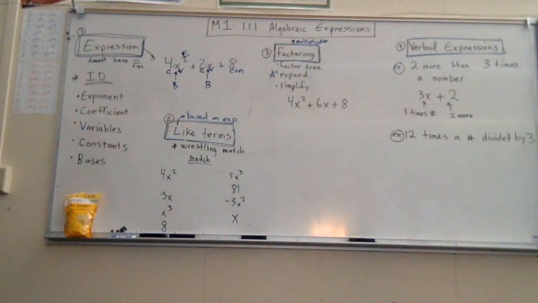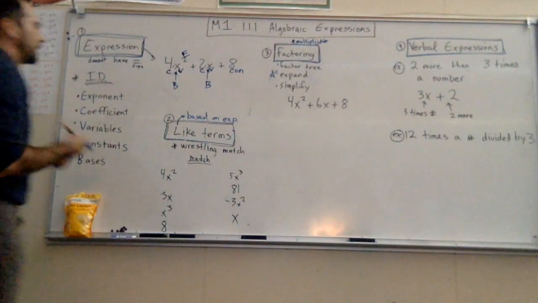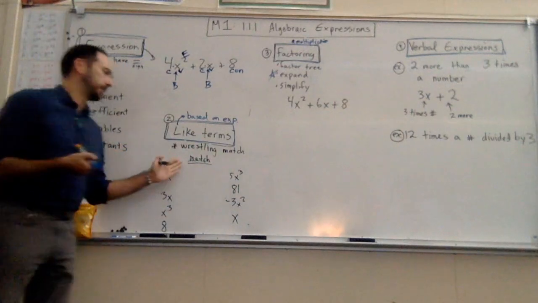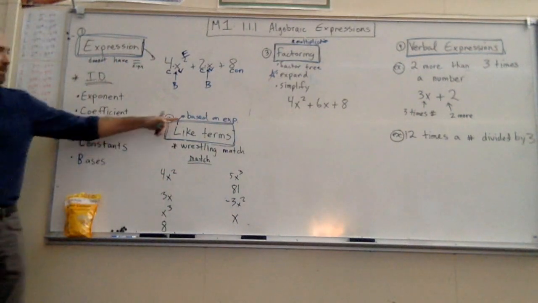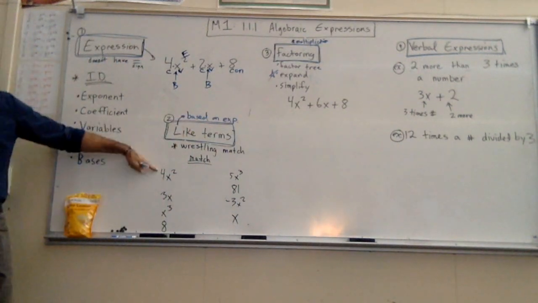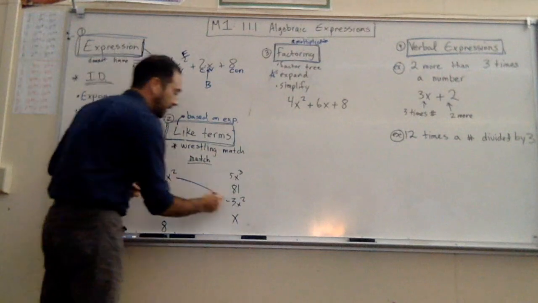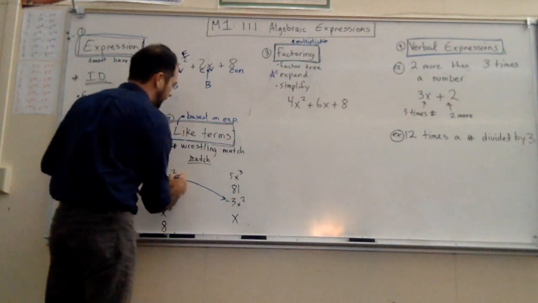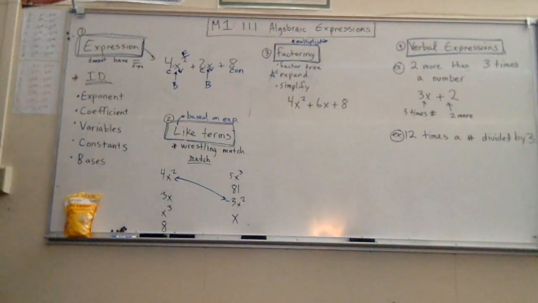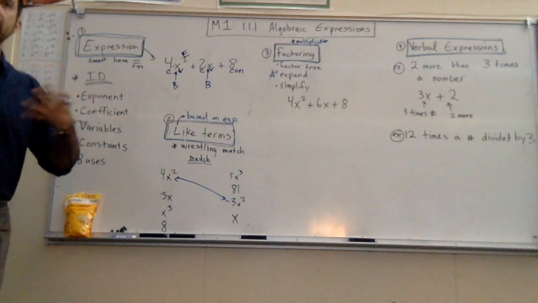Who's going to be wrestling with the other person? Okay. And that's a real simple mnemonic device to help remember this. If it's based on the exponents, then what is a like term with 4x squared? Yes? Negative 3x squared. I look to the exponent to tell me if it's a certain type of term.